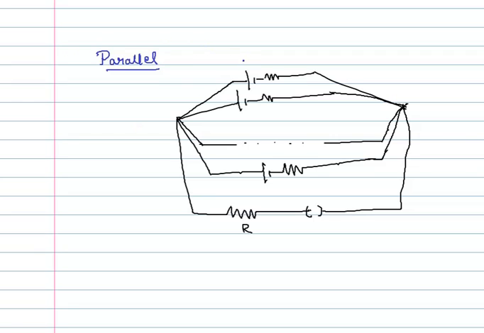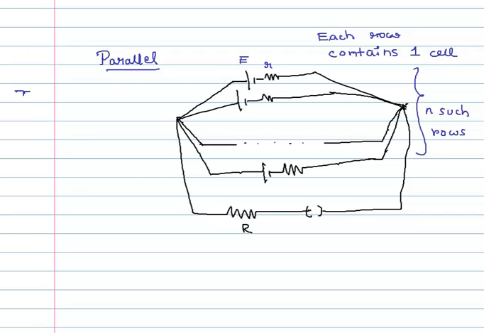Again we have each cell of EMF E and internal resistance r, but now instead of being connected in series, that is n such cells in one row, we have n such rows, and each row contains one cell. So there are n such rows and each row contains one cell. So what is the net EMF and net resistance in this configuration?